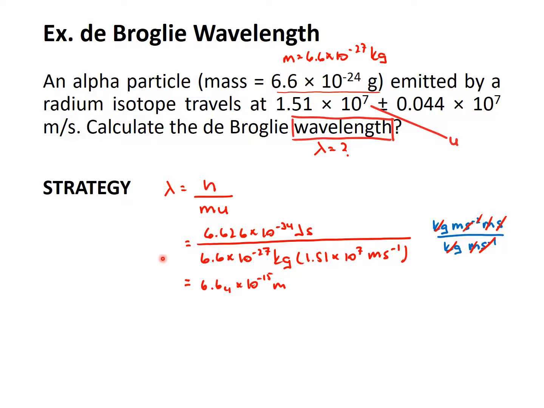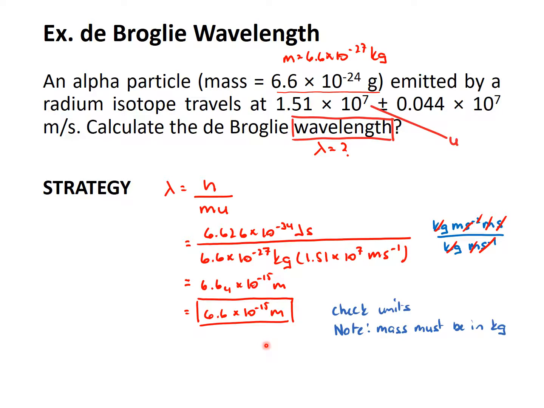Now, next we plug this into our calculator, which gives us 6.64 times 10 to the negative 15 meters as our de Broglie wavelength. However, you'll notice that the smallest number of significant figures in our calculation is 2 sig figs, which we see here. So we'd want to round our final answer to 2 sig figs. So rounding gives us a value of 6.6 times 10 to the negative 15 meters as our final answer. Lastly, it's important to remember that we want to check to make sure that we have the correct units, and meters is the correct unit for wavelength. And you also want to remember that the mass must be converted to kilograms, as we've seen here in our unit analysis.